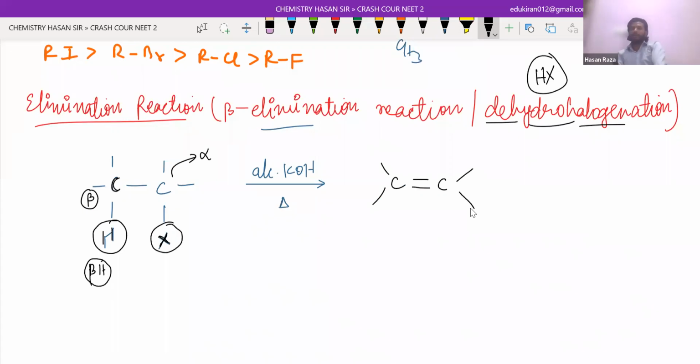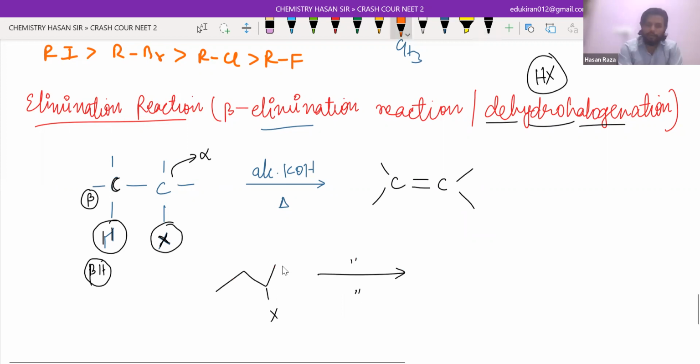There may be more than one product possible if there is more than one type of beta hydrogen. Just like, if I show you, this is your X, and you carry out this reaction in the presence of alcoholic KOH. This is your alpha, so one beta carbon is here and another beta carbon is here. We don't need to deal with the beta carbon, but we need beta hydrogen, and beta hydrogen comes from the beta carbon. If you remove hydrogen from here, you will get a double bond between this carbon and this carbon, like this. And if you remove hydrogen from the other side and X from here, X is fixed, so you will get this product.